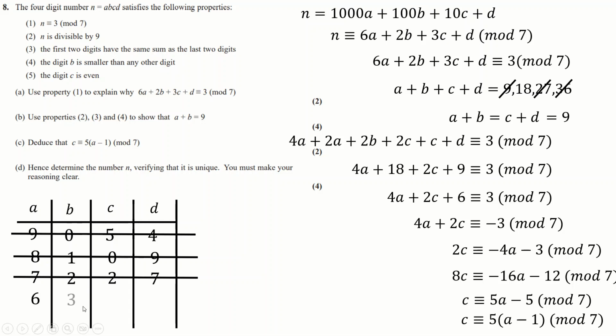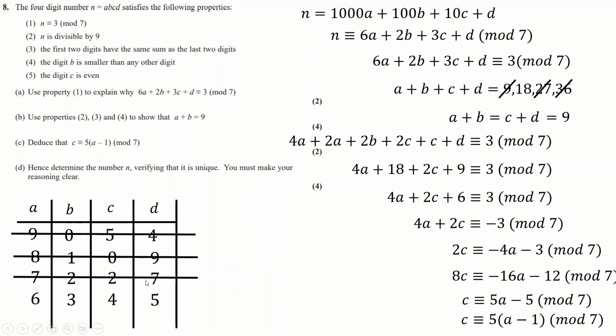Next is 6 and 3. Of course, 6 minus 1 is 5, times 5 is 25, minus 21 is 4 mod 7, so D is 5. And I think this actually works, right? Because C is even, so that's good. B is smaller than the others, so that's also good. The first two digits have the same sum as the last two, both 9, that's fine. N is divisible by 9, well, of course, these add up to a multiple of 9 because they do separately.